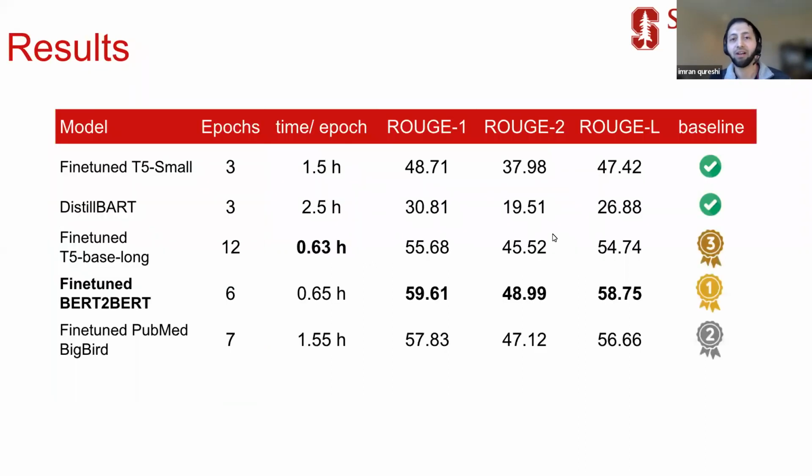Here's a table of all the different models we've trained and the different results we got in the experiments we ran. We noticed that the fine-tuned BERT-to-BERT model performed best, even though it needed less training time and less model space versus the other models like fine-tuned Big Bird or T5 long.